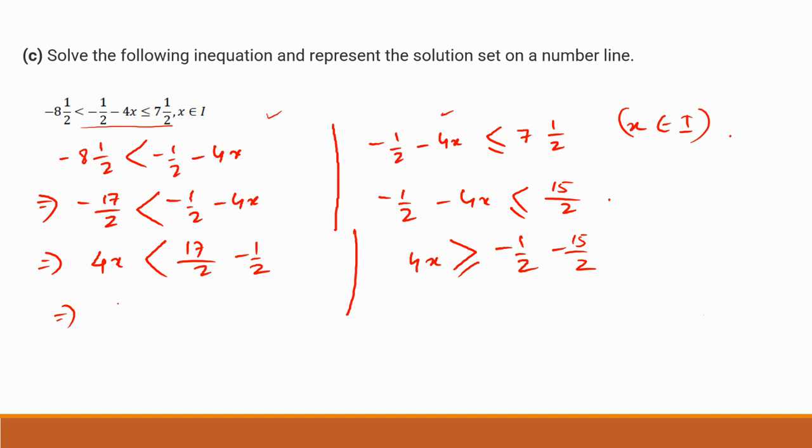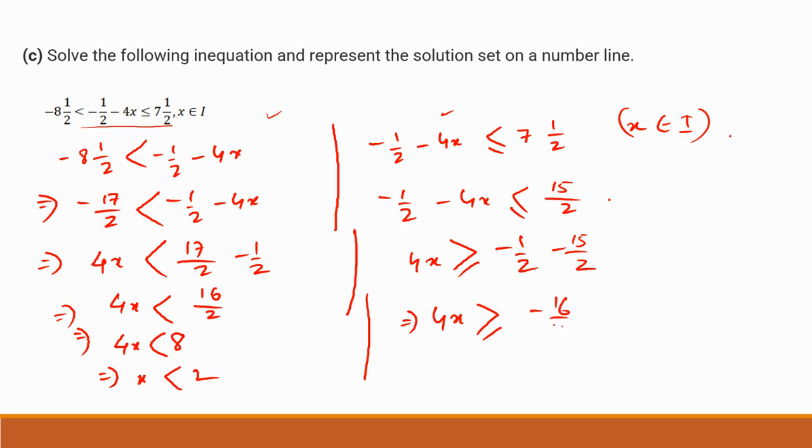So from here we get 4x is less than or equal to 16 by 2, which is 8. So 4x is less than or equal to 8, which is x is less than or equal to 2. Here we get 4x is greater than or equal to minus 16 by 2, or 4x is greater than or equal to minus 8. That means x is greater than or equal to minus 2.